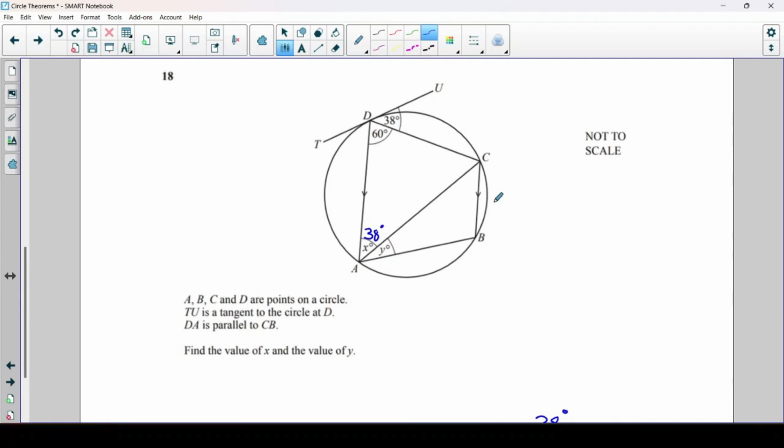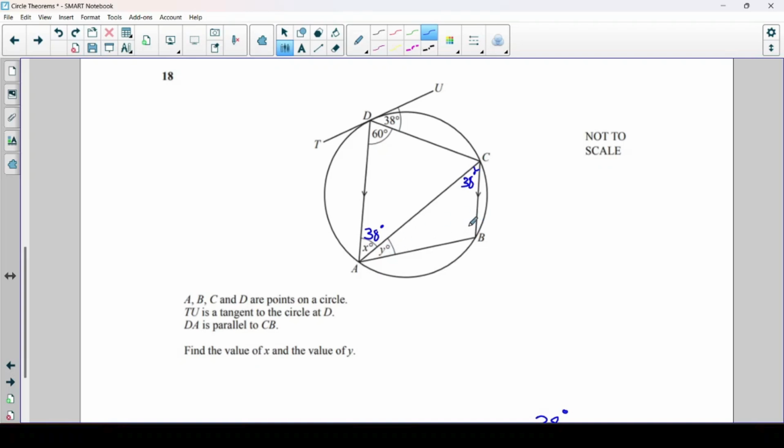Now for angle y, it's important to spot that we've got two parallel lines there. So I suppose that would be important. Using that parallel line and this one here, I can make a Z shape, which is alternate angles, which means that this one over here is also going to be 38. So let's fill that in. And now the only one I would need is this one here.